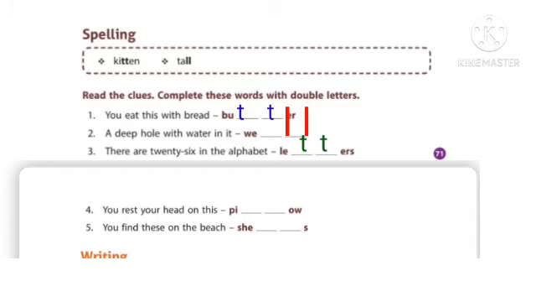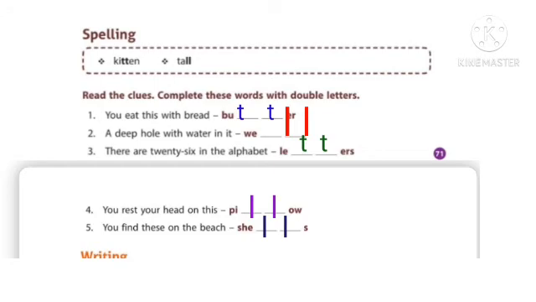L-E-T-T-E-R-S. And fourth one: you rest your head on this, P-I dash dash O-W. Which is that word? Pillow. What is the spelling? P-I-L-L-O-W, pillow. And fifth one: you find these on the beach. Which is that? S-H-E dash dash S. Which is that word? Shells. S-H-E-L-L-S.